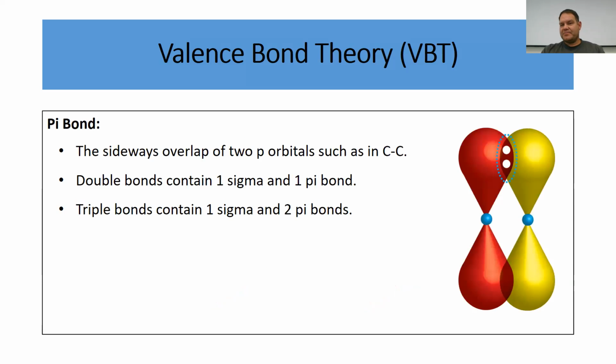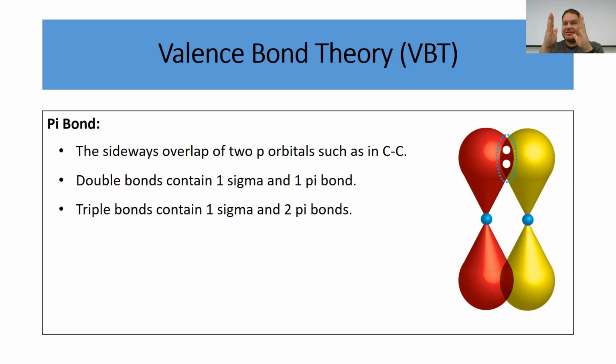Now, another type of orbital overlapping is known as pi bonds. A pi bond can only occur with p orbitals. That's important. Only p orbitals can form pi bonds. Essentially, what's happening here is two p orbitals that are parallel to one another. They can be parallel along the x-axis, parallel along the y-axis, or even parallel along the z-axis. Either way, these p orbitals have to be parallel to one another.